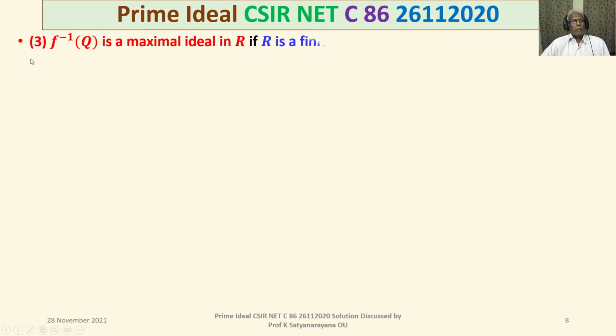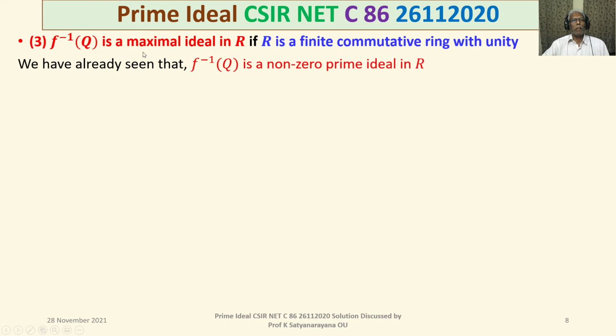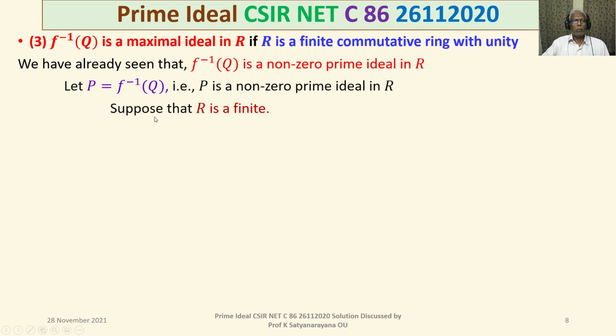Let's get into the statement given in option 3. Option 3 states F inverse Q is a maximal ideal in R if R is a finite commutative ring with unity. R is already a commutative ring with unity; the extra condition is that R is finite, which we have to take into account. Let P be equal to F inverse Q. That is, P is a non-zero prime ideal in the domain ring R. Suppose that R is finite.